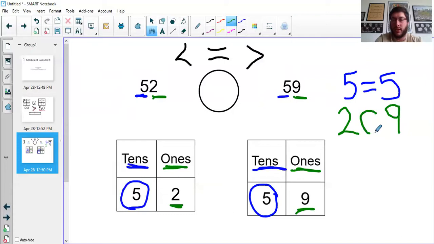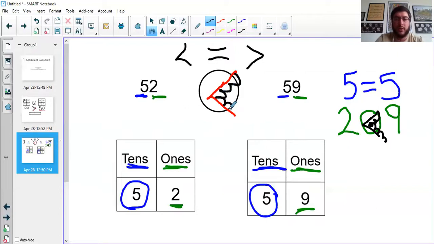So in this circle, I know that these numbers are not equal to. 2 does not equal 9. I know that 2 is less than 9 because remember, 2 is smaller than 9, so 2 is going to be that hungry alligator trying to eat the number 9. So we need to bring that all back to our two numbers, 52 and 59. Again, we already found out that 2 is less than 9. So 52 is less than 59.